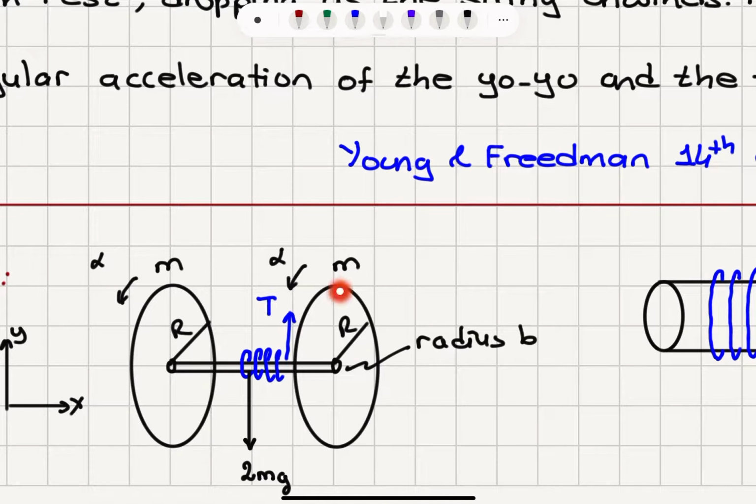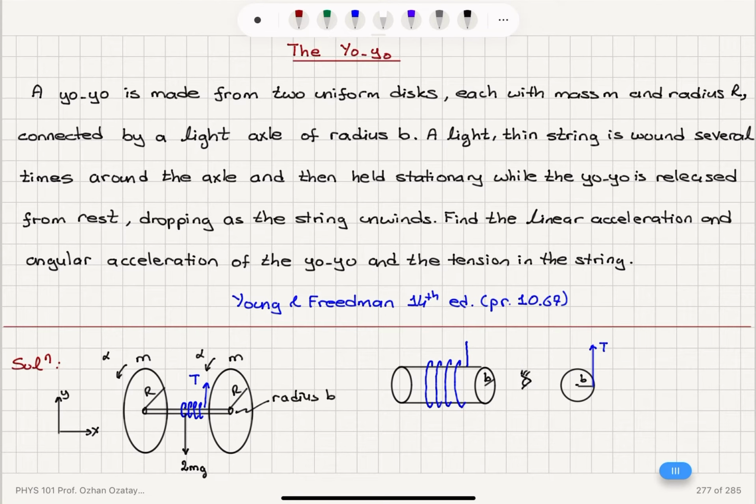So we have two uniform discs connected by a light axle that is going through the centers, and we have a string wound around this axle, and you can see that as the string unwinds, the yo-yo will come down and it will be rotating basically in the counterclockwise sense, and the radius of the axle is b, and the radius of these discs is capital R. Okay, and this is our coordinate system x and y.